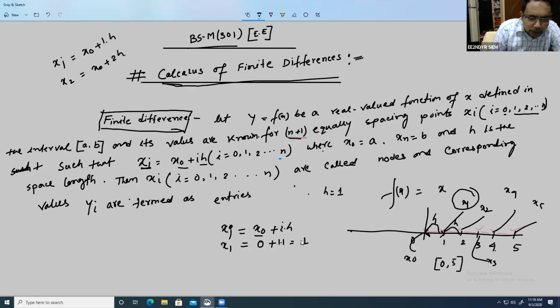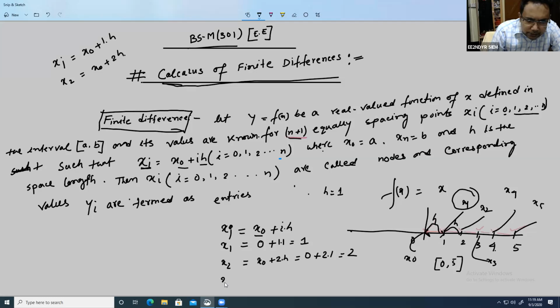What is my point? Look at this. This is my x1 point. Now how can I express x2? x2 is equal to x0 plus 2 into h. What is my x0? x0 is equal to 0. What is my h? h is equal to 1. So 2 into 1. So look at this, this is my x2 point.